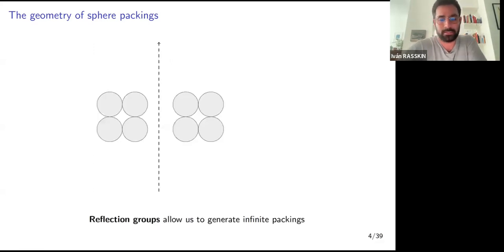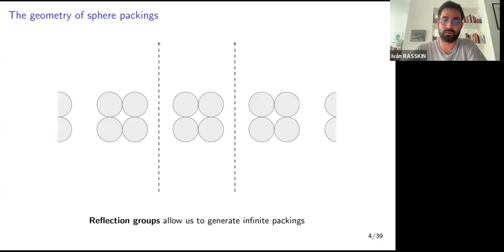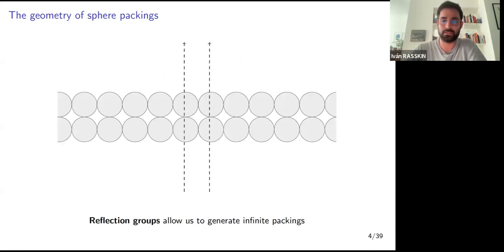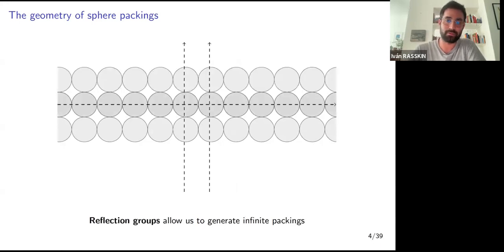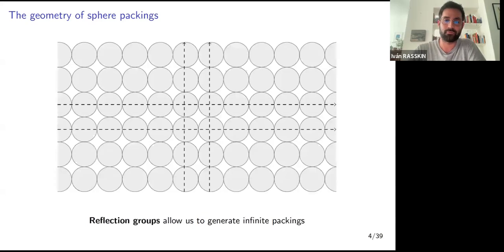For constructing this dense packing, we can use reflection groups. If we use just Euclidean reflections, combining two Euclidean reflections, we can already get an infinite sphere packing, but it's not dense. If we change the position of these reflections, these mirrors, we can get something more compact. If we add a third reflection and a fourth reflection, we can get this infinite packing that fills almost all the space, but we still have these empty spaces.